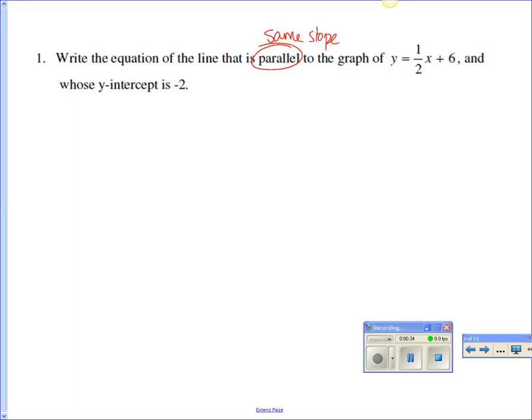So parallel means same slope. When I look at this right here, what is the slope of this line? Good, 1/2. So I'm going to put m equals 1/2. Please do that. M equals 1/2. And then you're going to cross this out. The only thing you need from it is the slope. So cross that line out after you get the m. Otherwise, you'll get confused, okay? I'm telling you from experience, mark that out.